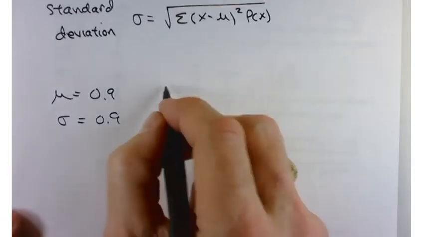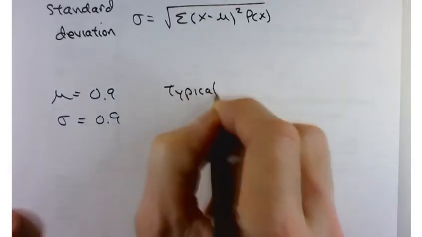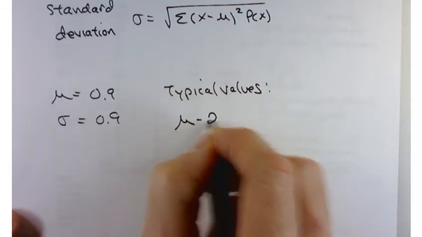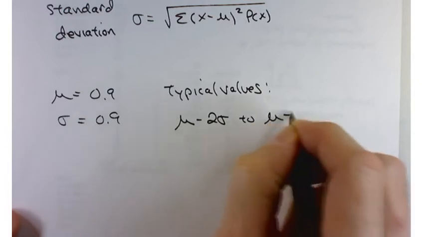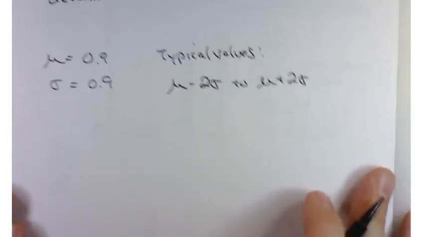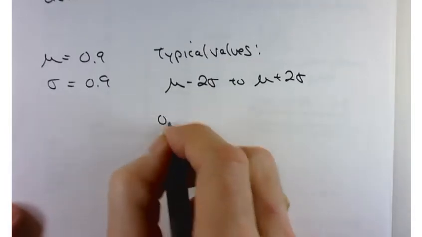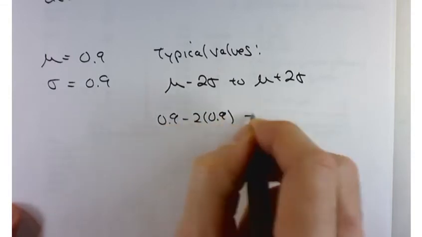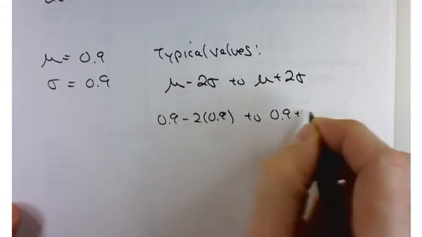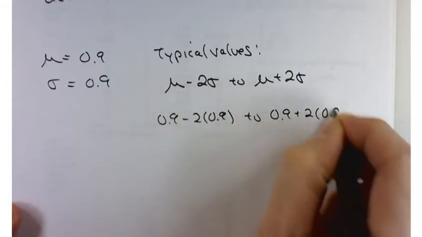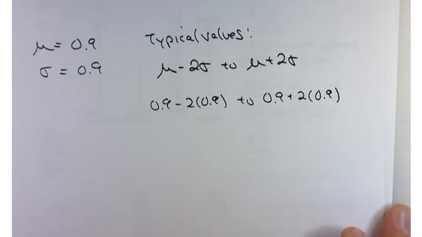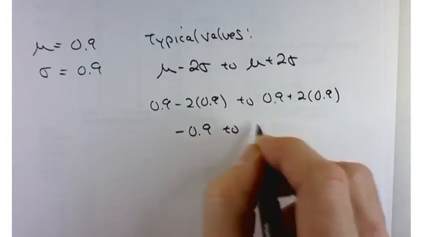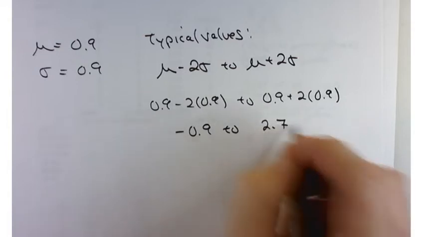Our typical values are going to be mu minus 2 sigma to mu plus 2 sigma. So in our case, 0.9 minus 2 times 0.9 to 0.9 plus 2 times 0.9. So negative 0.9 to 2.7.